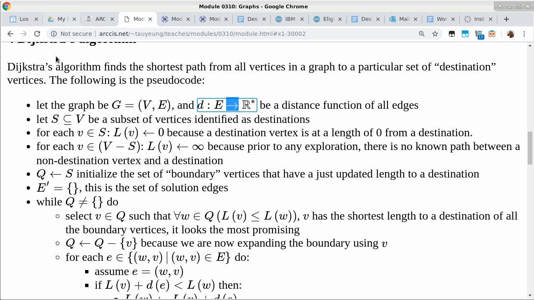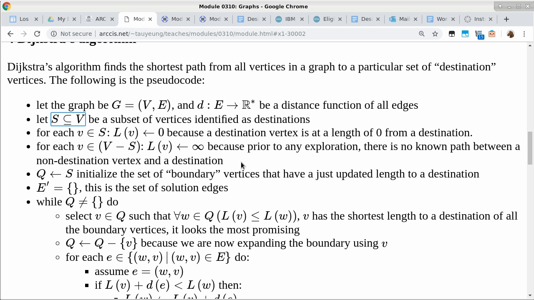And then we have a subset of V, which is the subset of vertices that are identified as our destinations. Is that okay? So it kind of makes sense that we have at least one vertex in this particular set, but we can have more than one. You can have 5 out of 20 vertices being classified as destinations in this case. So are we good with the terms?